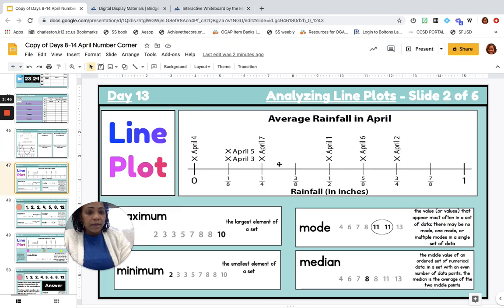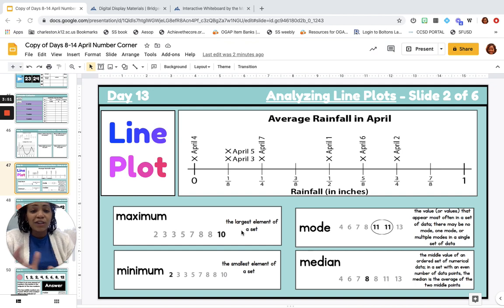So, before we move any further, let us review some vocabulary terms that we talked about as well. We're looking at the line plot. Here's an enlarged version. We talked about the maximum, which is the largest number in a set, okay? So here's our set. We have set between 0 and 1. What is the largest number for our set? Hopefully you said 3/4 because that is the most rain that we're going to have based on our data in April. Okay, for the few days that the rainfall was collected.